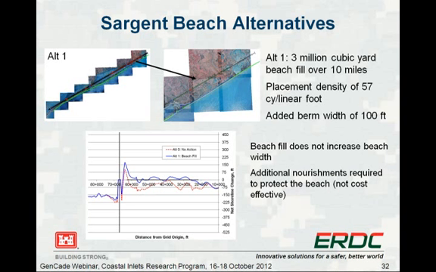We go to Alt-1, which is 3 million cubic yards of beach fill over 10 years. That equates to a placement density of 57 cubic yards per linear foot, and that also equals an added berm width of about 100 feet. What you can see in these results is that the beach fill does not increase the beach width. We do see a slight increase in some of these areas, but for the most part after 5 years, we don't see any effect. It keeps the shoreline the same as it was before.